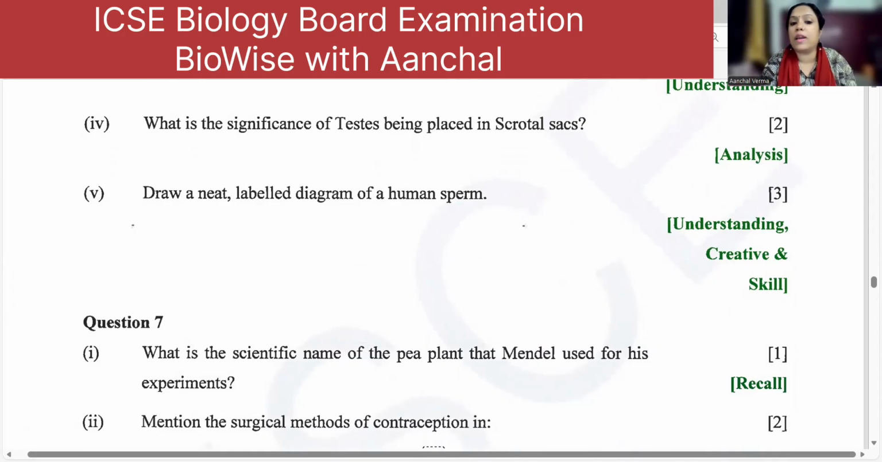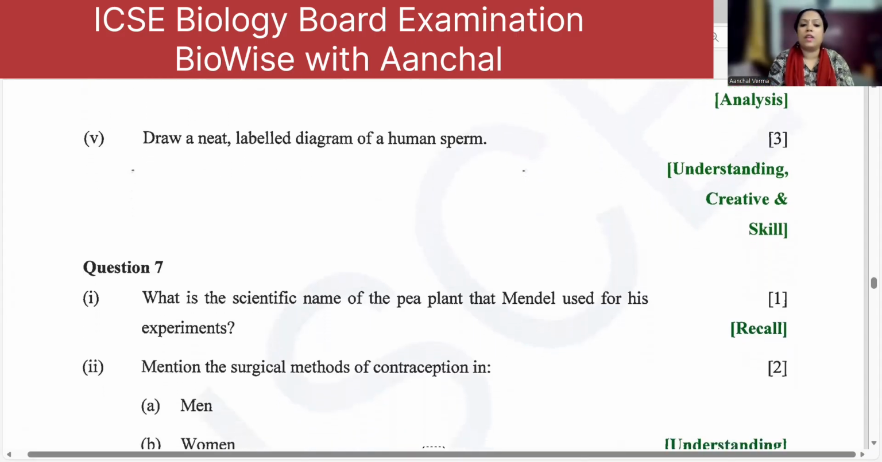Draw a neat labelled diagram of the human sperm. The link for the human sperm diagram is given in the description. And in this diagram, you should draw the proper head, the nucleus, the acrosome, the middle piece, that is the neck, where you have mitochondria, and you have the axial filament or the tail of the sperm.